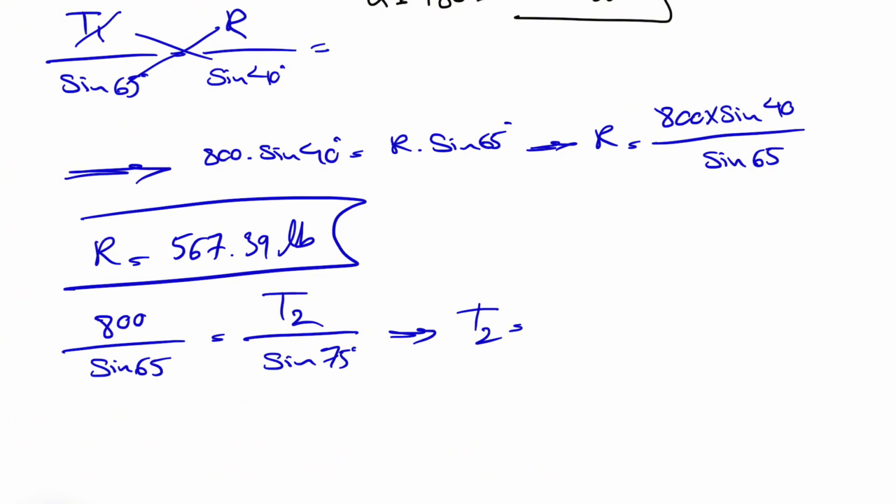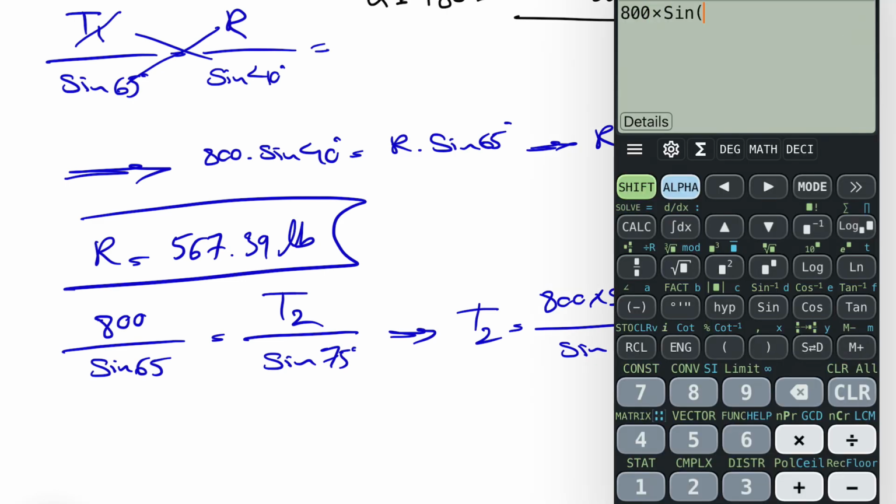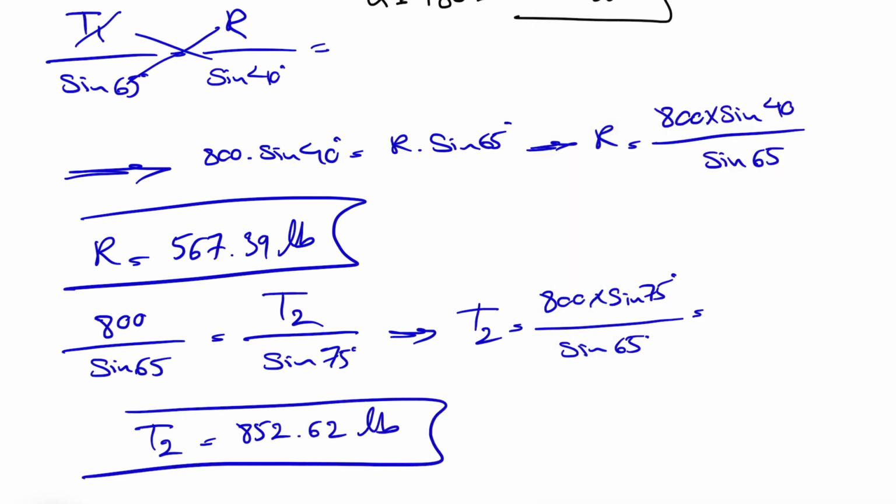So if we cross multiply this again, we have 800 times sine of 75 over sine of 65. So 800 times sine of 75 divided by sine 65. And here our T2 will be 852.62 pounds, which would be the final answer for this question. So we were asked to find the T2 and the resultant. And yeah, that's pretty much for this one.